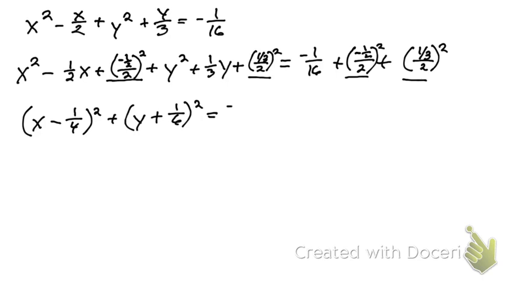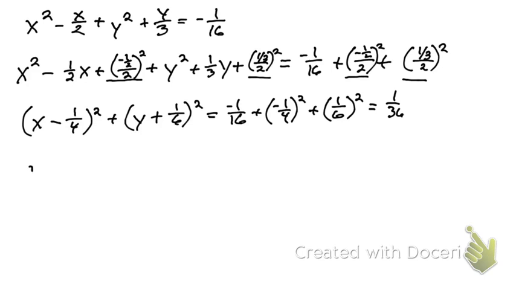And that's going to equal negative 1 over 16 plus this would be a negative 1 over 4 squared plus this would be 1 over 6 squared. And this whole side here is just going to equal 1 over 36. I'm not going to do all that work.